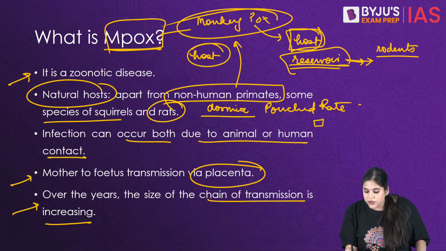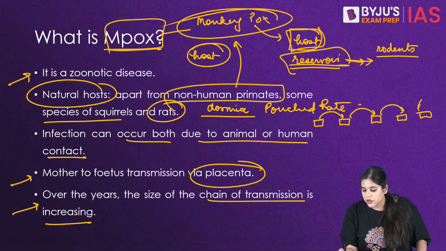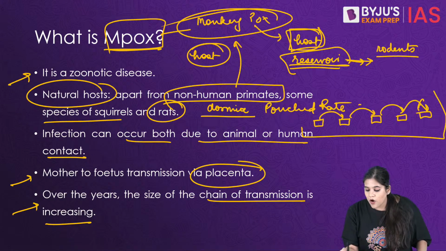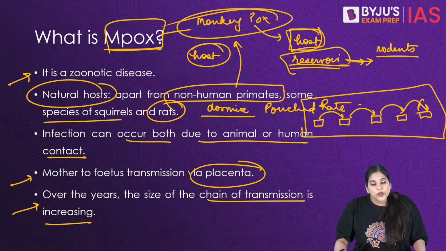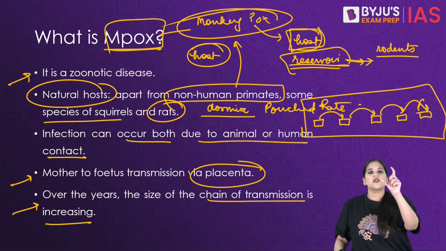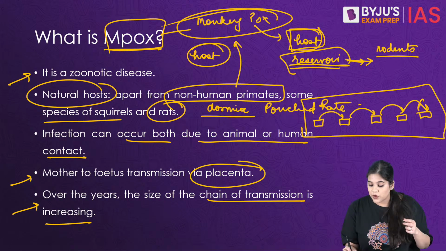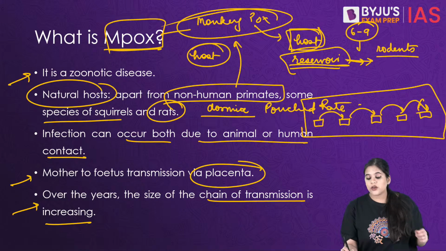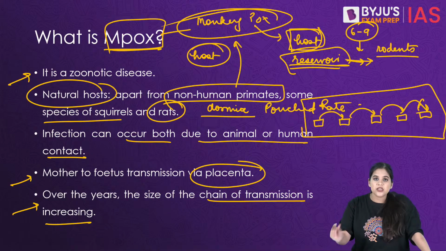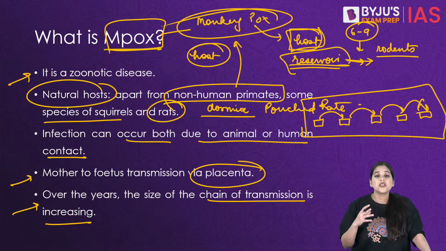For example, this is you, someone you know, then someone they know, then someone they know. You infect this person, then this and this. So this is a chain of transmission. Over the years, the size of the chain of transmission has increased from 6 to 9. And the reason why it is increasing, according to experts, is because smallpox vaccination has stopped.